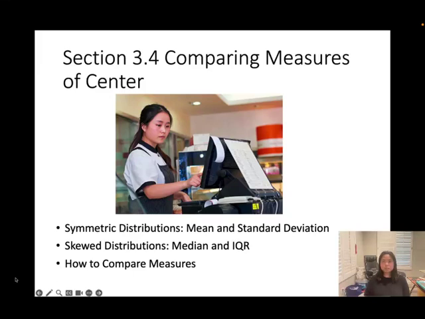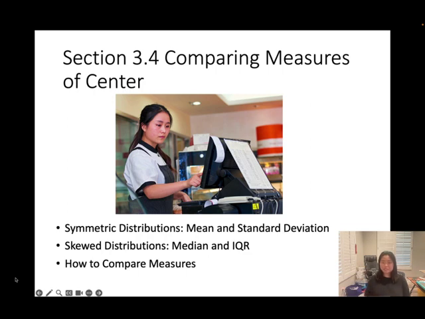Session 3.4 Comparing Measures of Center. We talk about two types of the measure of the center. First one will be the sample mean. Second one, that will be the median. We also talk about the spread of the data. We could use the standard deviation or IQR to find how spread out the data is.